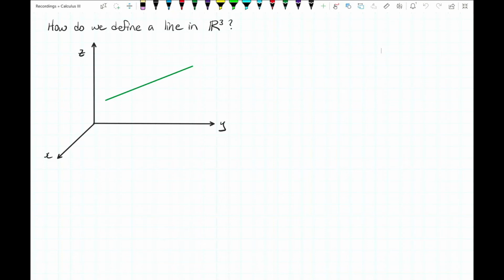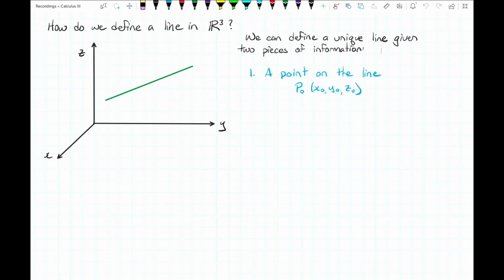Now, once again, we can define a unique line using similar information. We'll need two pieces of information in order to define this unique line. The first thing is maybe just a point on the line again. We can call that P naught, and that'll be at some coordinate x naught, y naught, z naught. So let's put that point here on our graph. Second of all, we're going to need a direction for this line.